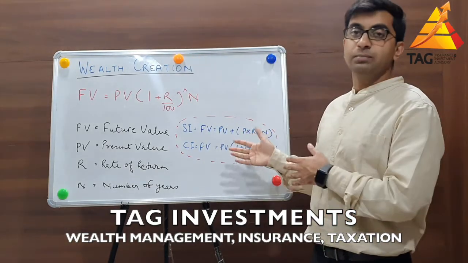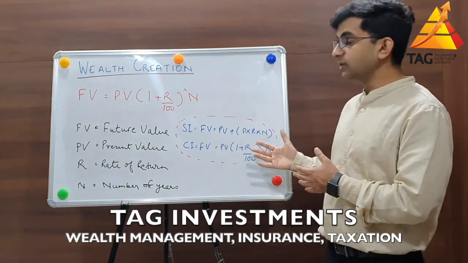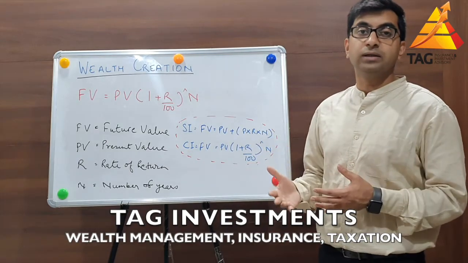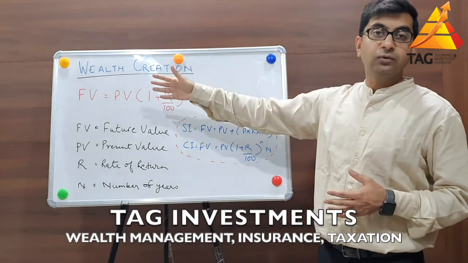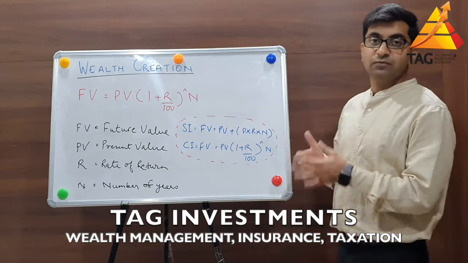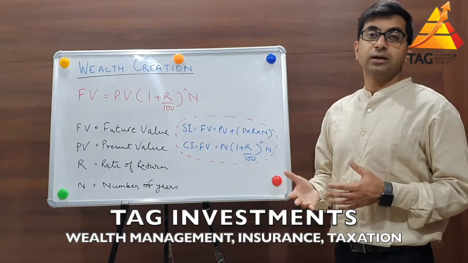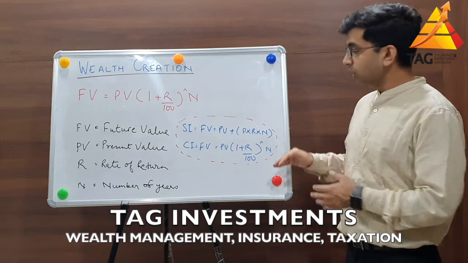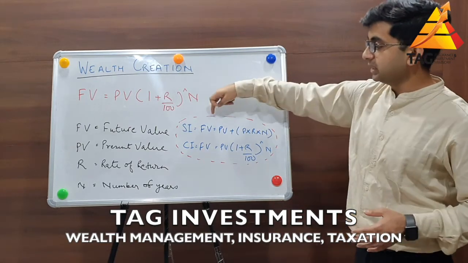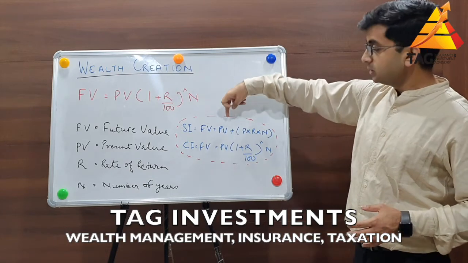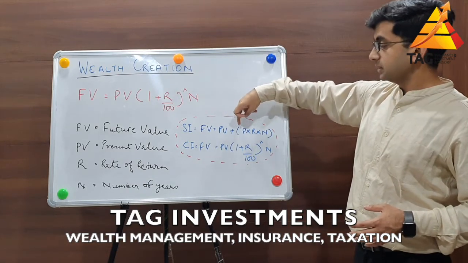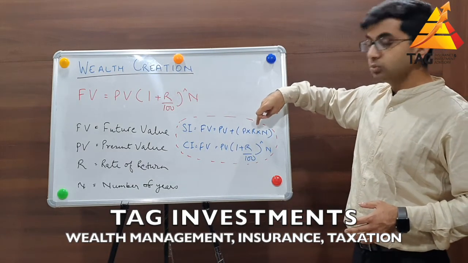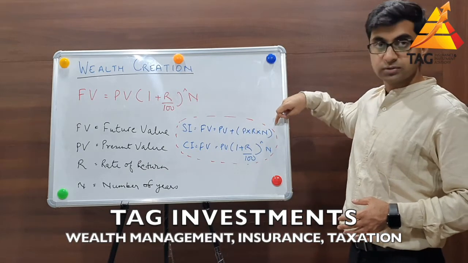Just to give you an example between simple interest and compound interest, and how the power of compounding impacts the future value of investments. You would have learned in our school days what the simple interest formula is and what the compound interest formula is. The simple interest formula says that the future value is equal to the present value plus the present value into the rate of return into the number of years.